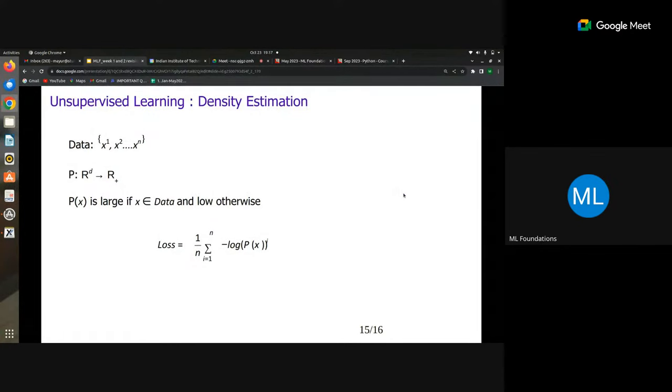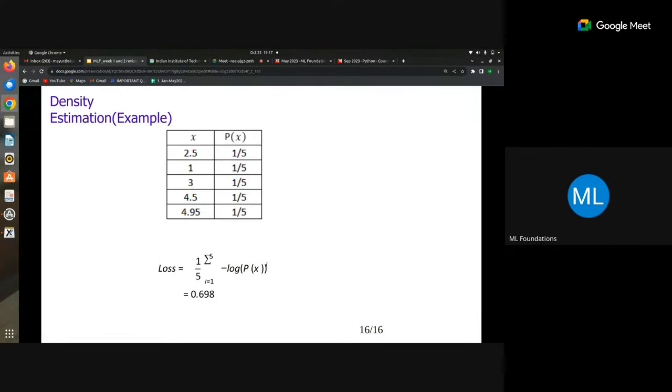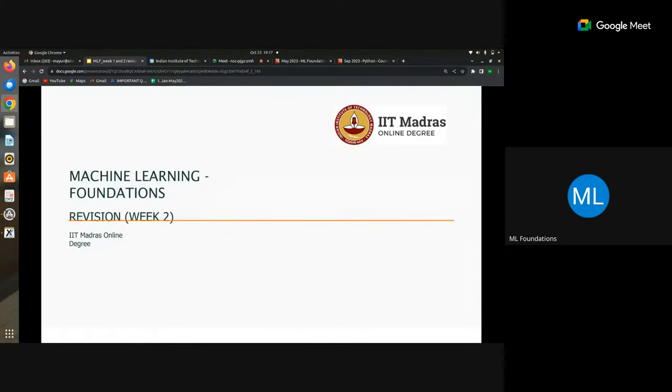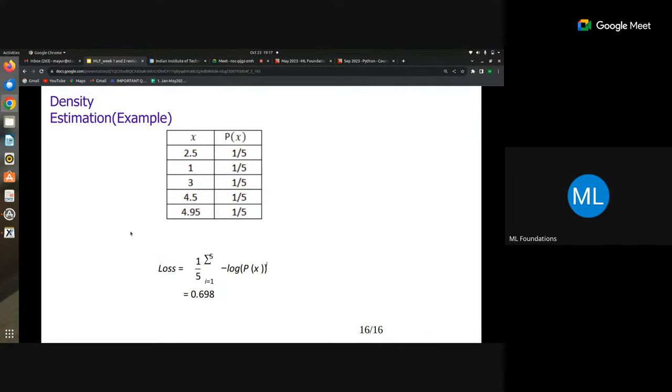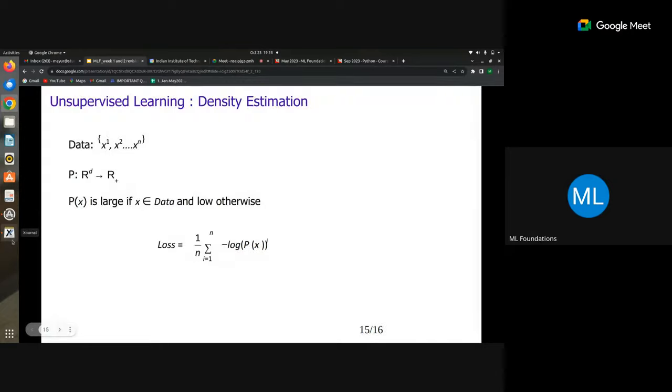Another is density estimation. We'll see examples of it. I won't talk much about density estimation and encoder decoder models.